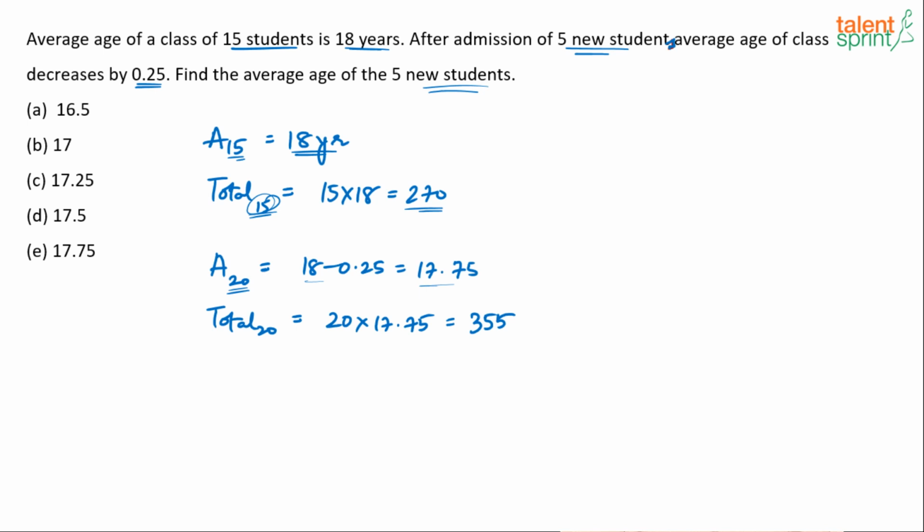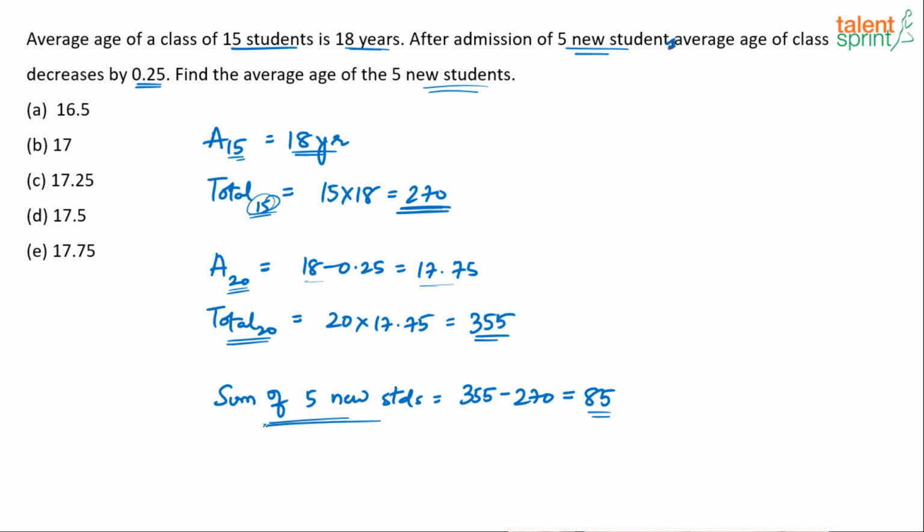Next he says, find the average age of 5 new students. Now we know that the sum of the ages of 15 students is 270 years. The sum of the ages of these 20 students is 355 years. So can you tell what is the sum of the ages of 5 new students? It is going to be 355 minus 270, which is 85. When I subtract the total of 15 from the total of 20, I get the difference, 85. And this 85 represents the sum of the ages of the 5 new students.